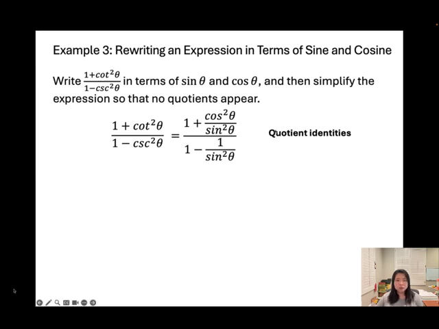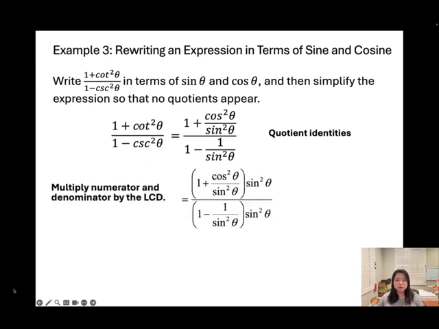Okay, now we do have the sine squared theta here. So on the top here, we're gonna multiply by sine squared theta. And then on the bottom also multiply by sine squared theta. And we call this the LCD, right? Now you're gonna distribute. Distribute the sine squared theta times 1. And these two you cancel out. On the bottom, do the same thing. You should get this guy.